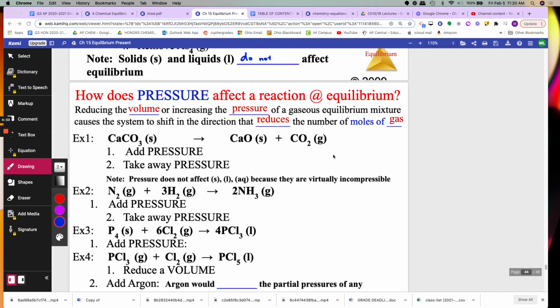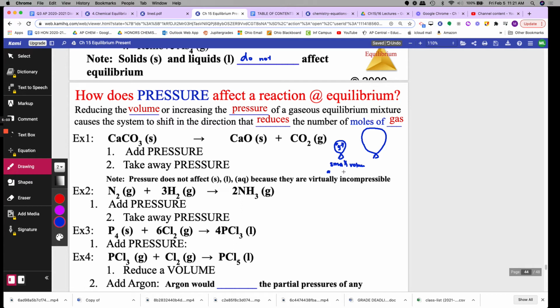Okay, let's go ahead and look at pressure. Let's say you have some gas molecules, and the gas molecules are in a small container versus a big container. Inside this small container, let's say this balloon is rigid, it can't get bigger. The gas molecules in there are going to have too much pressure and they don't have a lot of room. In a small volume like this, there is a lot of pressure inside the balloon.